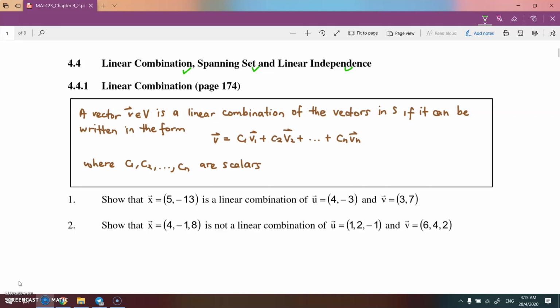Okay, we will continue with our lecture on linear combinations, spanning set, and linear independence. These three are quite similar to each other, so you have to be careful to differentiate all three. We start with the linear combination.